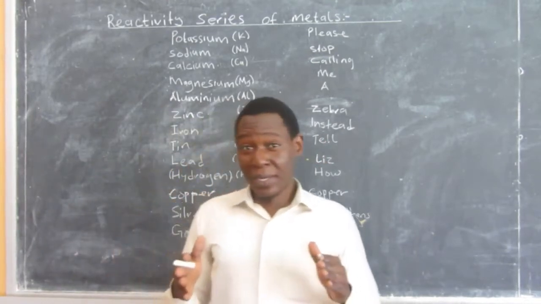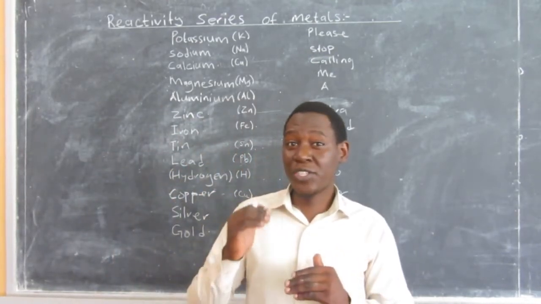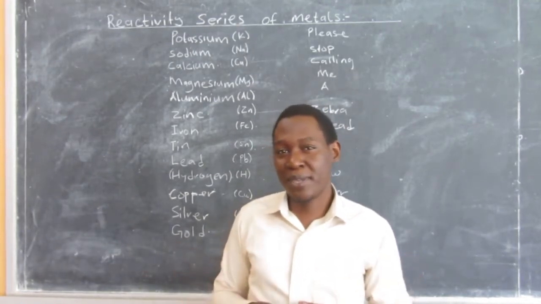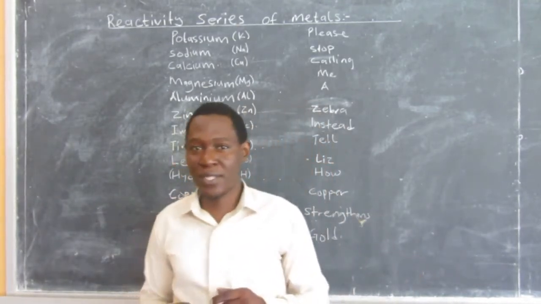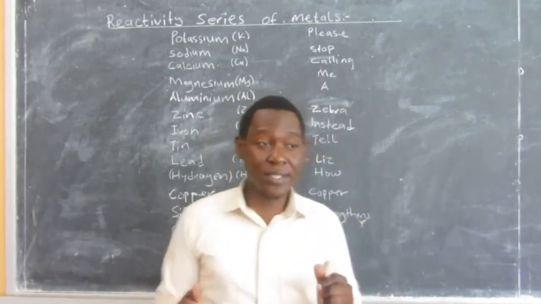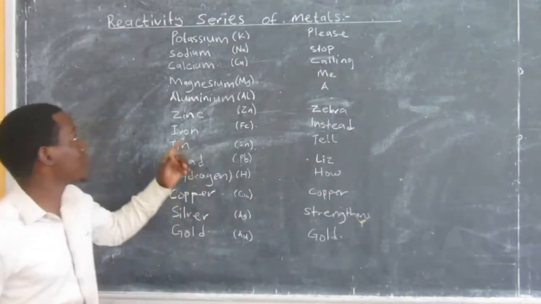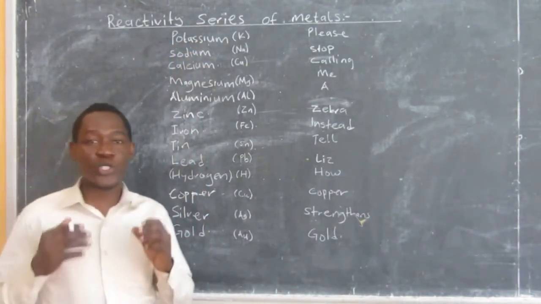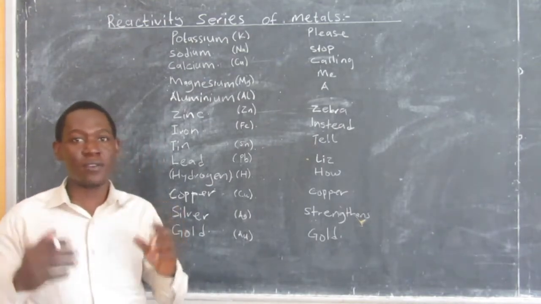Now, these elements are arranged in order of their reactivity. Many scientists did so many experiments so that they could arrange these elements in order of their reactivity, and that's what I'm going to look at today. As you can see on my blackboard, I have what is called the reactivity series of elements. This reactivity series was used to arrange elements in order of their reactivity.